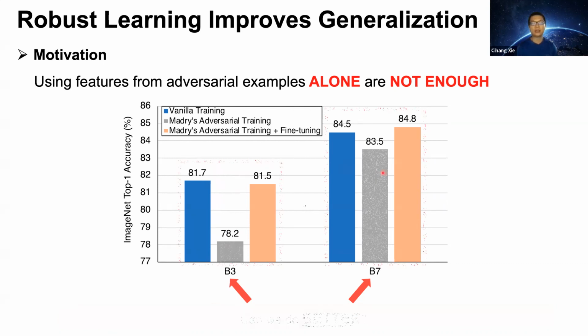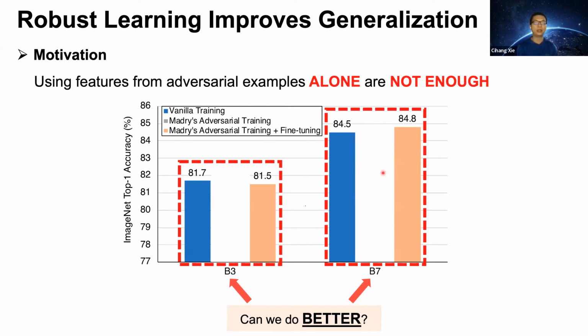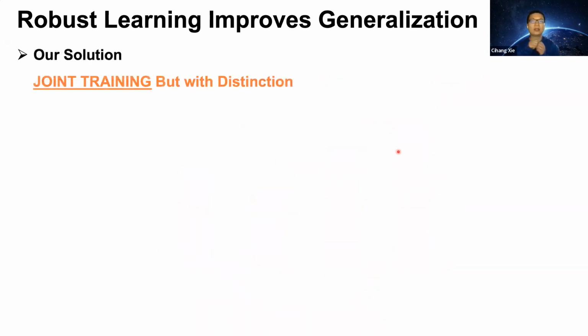And by looking at this orange bar and the blue bar, you can surprisingly find that for these larger models, this can sometimes even outperform the standard training. That is, if you first pre-train on the adversarial images and then fine-tune on the clean images, they do much better. These simple things work great, and this motivates us next to explore: can we design something more well-designed to get more substantial improvements? So let's lead to our solution called joint training, but with a distinction.